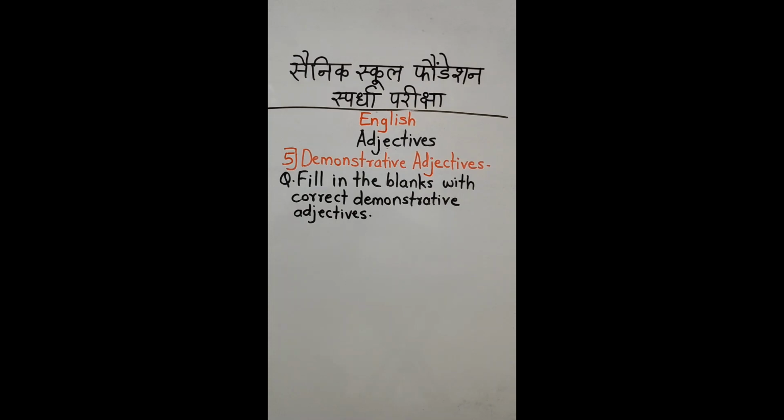Now the first example is given, I bought dash fruits yesterday, and the options are this or these. Here we are pointing towards the fruits that I bought yesterday. Because it is in plural form, we should use the demonstrative adjective these to point towards it. Now the sentence will become, I bought these fruits yesterday.